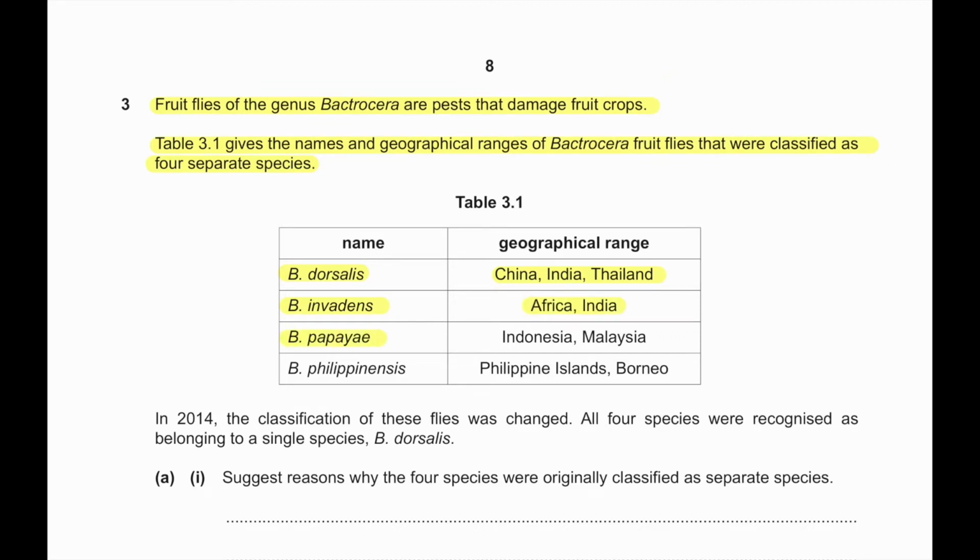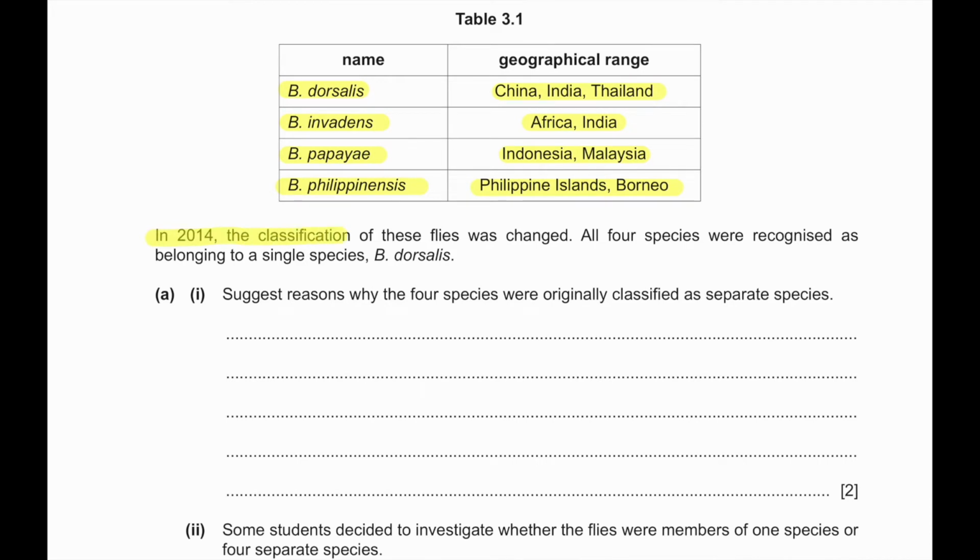B. invadens, Africa and India. B. papaya, Indonesia, Malaysia. B. philippinensis, Philippine Island and Borneo. In 2014, the classification of these flies was changed. All 4 species were recognized as belonging to a single species, B. dorsalis. Suggest reason why 4 species were originally classified as separate species.